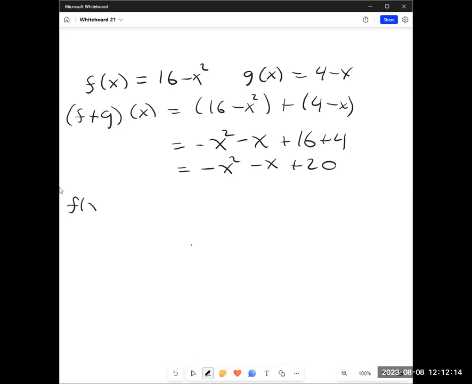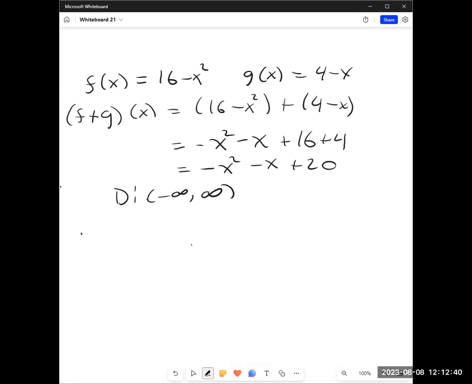Oh, and again, this domain here is going to be negative infinity to infinity because there's no restrictions on this quadratic function for the domain, no restrictions on that linear function for the domain, and there's no restrictions on this quadratic function down here for the domain.